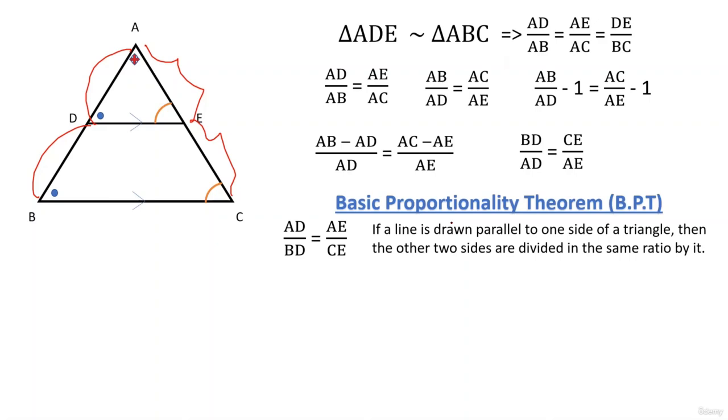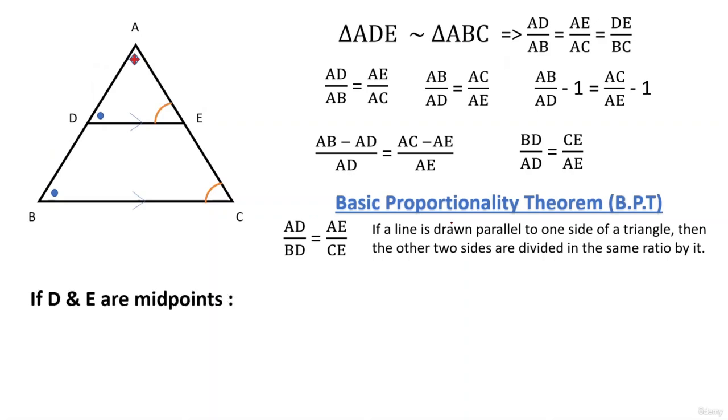It is derived out of similarity only. Okay, it's a part of similarity only. Okay, just that it's a very direct way to write the ratio of the equal sides. Okay, just write the equal ratio of the sides. AD divided by DB is AE divided by EC. As simple as that.